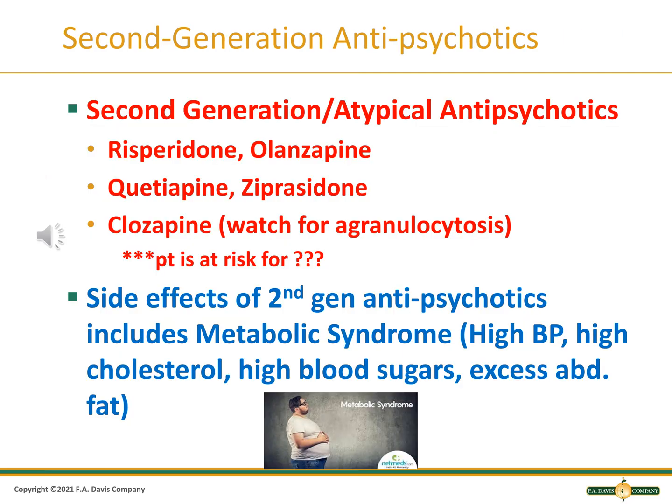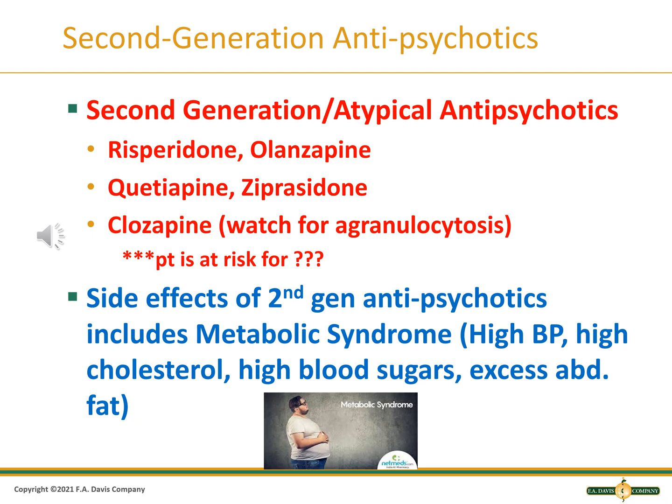The second generation or atypical antipsychotics, such as risperidone, olanzapine, ziprasidone, and clozapine, have become the first line of treatment for clients with schizophrenia. Such drugs may also be effective for treating negative symptoms of schizophrenia and alleviating positive symptoms such as hallucinations, delusions, and agitation, which makes them better than the first generation.